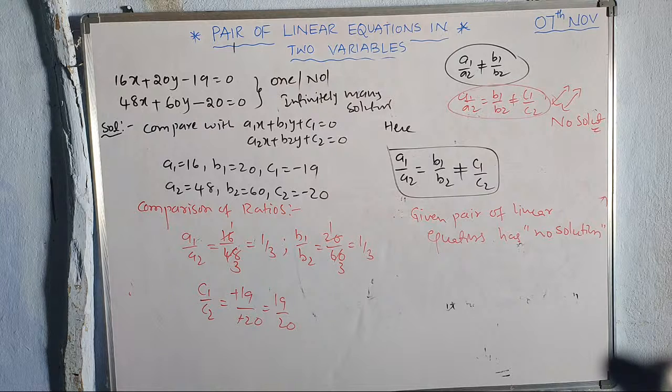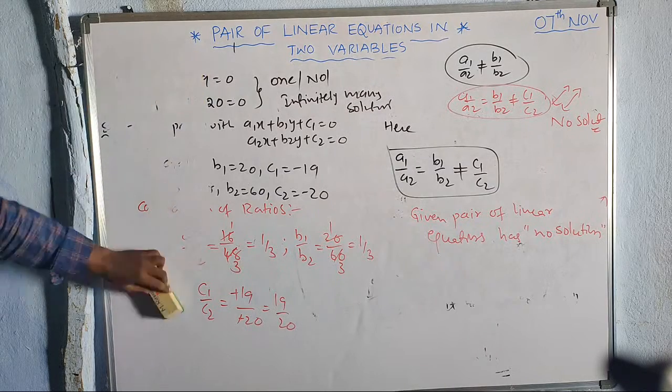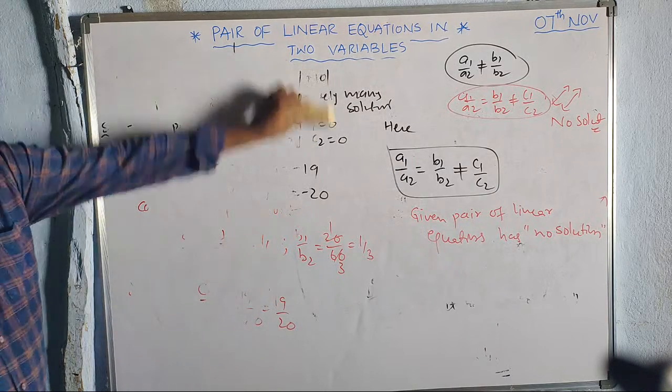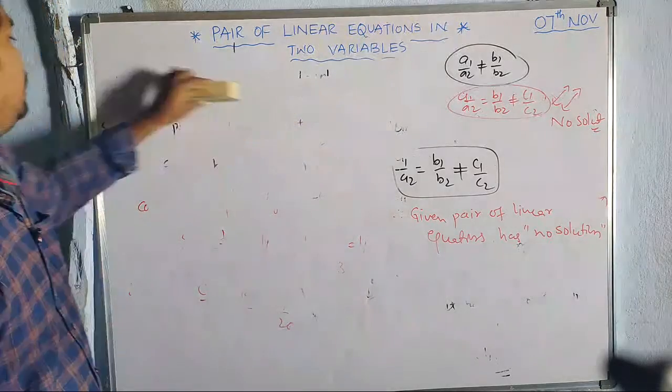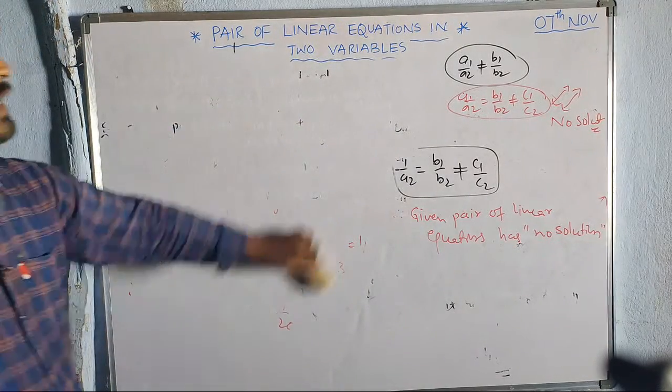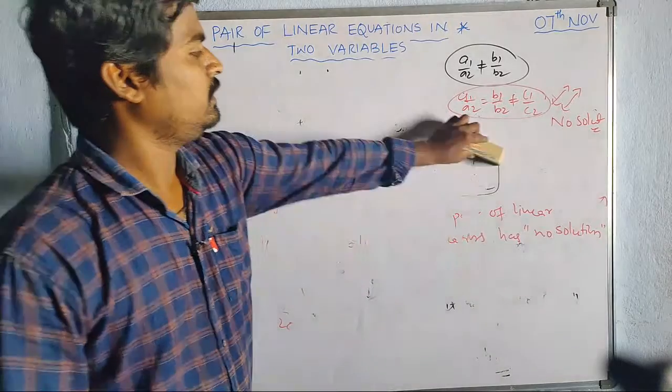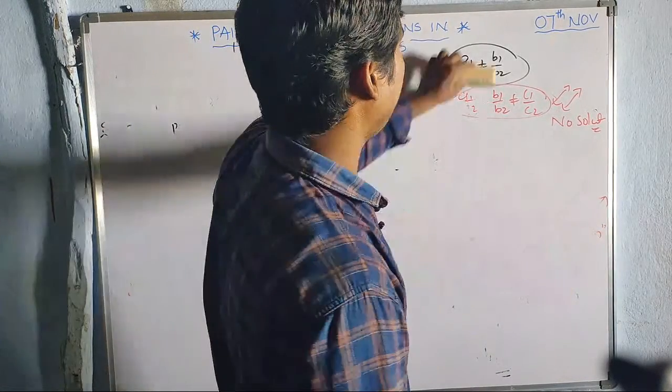So next, observe carefully another problem here. A very simple one, like this we have to observe. If all are the same, then what is the conclusion here? The given pair of linear equations has infinitely many solutions, coincident lines.